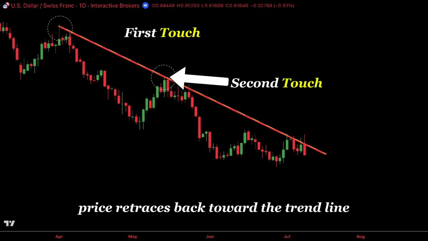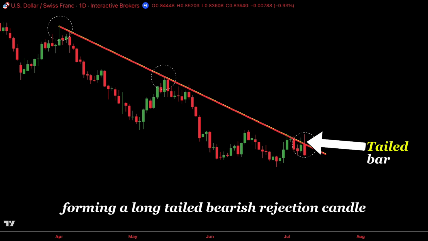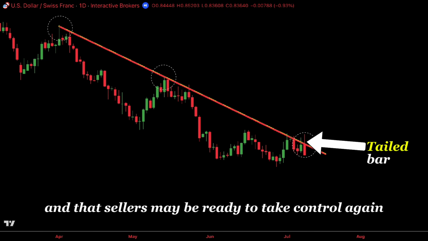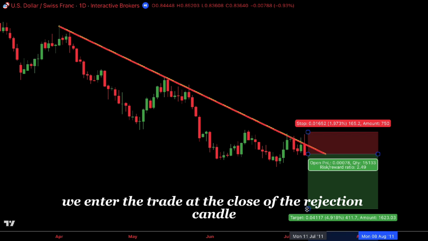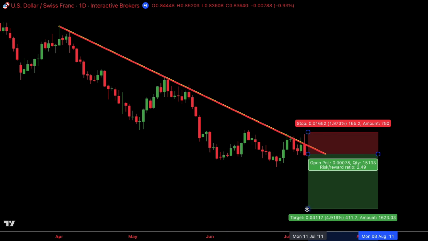Price retraces back toward the trend line and gets rejected, forming a long-tailed bearish rejection candle. This rejection suggests that buyers are losing momentum and that sellers may be ready to take control again. We enter the trade at the close of the rejection candle, place our stop loss just above its high, and set our take profit at the next major support level.